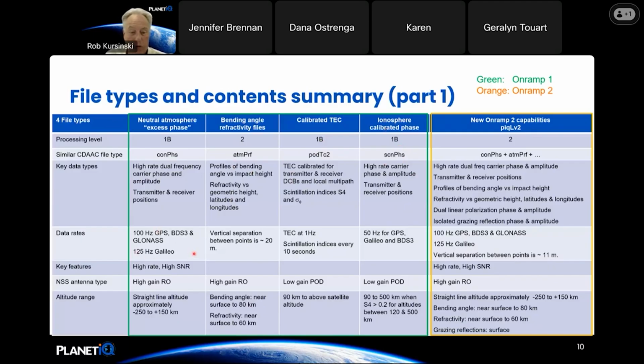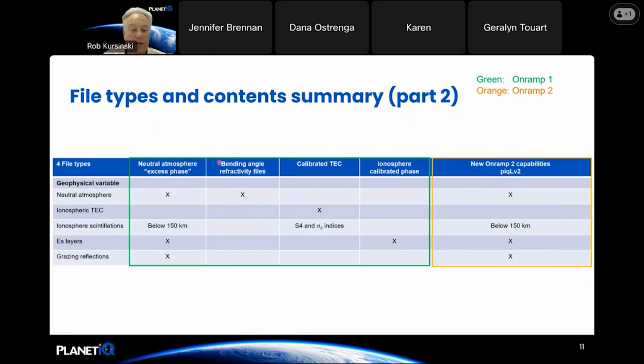And these show the various data rates. You'll see, I don't need to go through all this, but with sort of 100 hertz sampling and very high SNR. And what I wanted to say on this new on-ramping capability, this is an updated version of these two columns here. We've created a new processing system. So it includes the same four that are over here, but it also includes the dual linear polarization phase and amplitude for precipitation, and it includes some isolated grazing reflections I'll talk a bit more about.